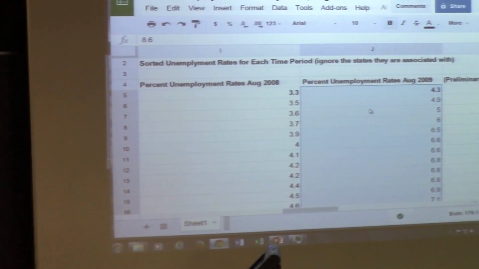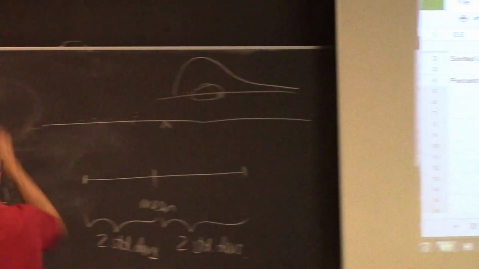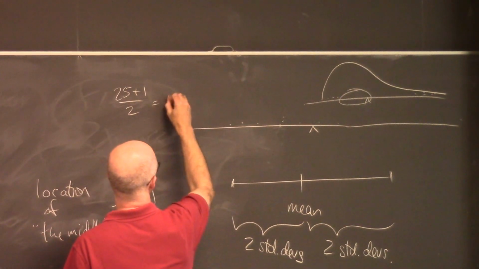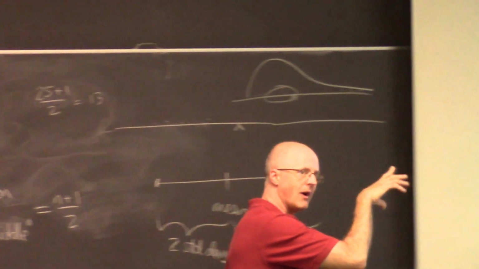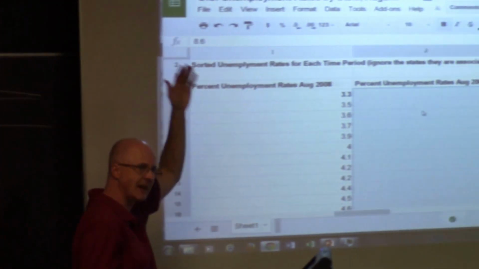This lower half has 25 numbers in it. An odd number of numbers. There will be a middle number. 25 plus 1 over 2 is 26 over 2 is 13. The 13th number in this lower half of the entire data set is the first quartile of the entire data set.